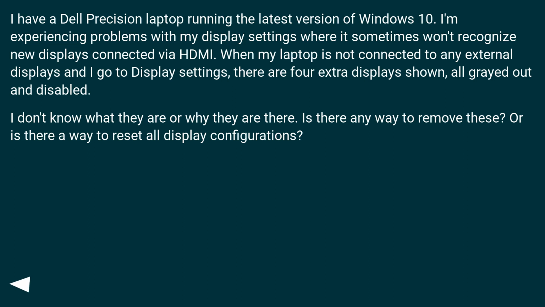When my laptop is not connected to any external displays and I go to display settings, there are four extra displays shown, all grayed out and disabled. I don't know what they are or why they are there. Is there any way to remove these? Or is there a way to reset all display configurations?